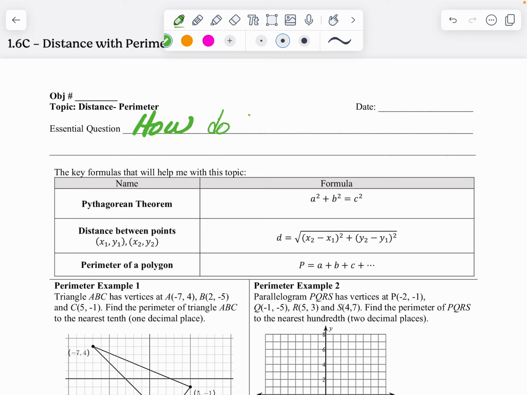How do I find perimeter using the distance formula?